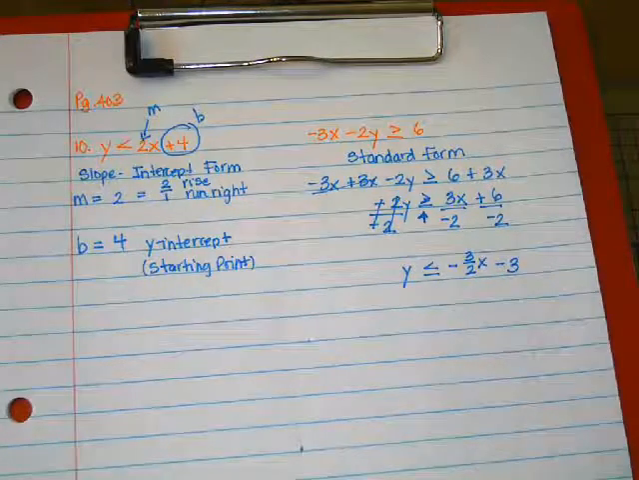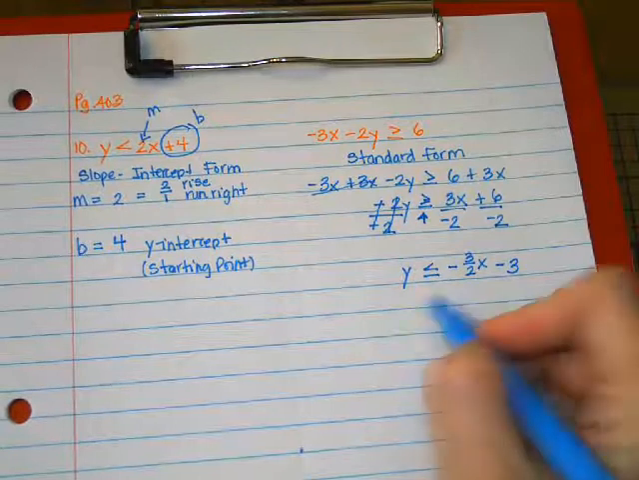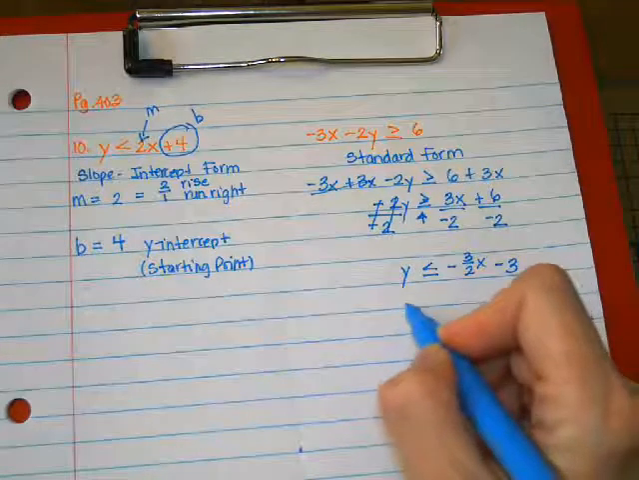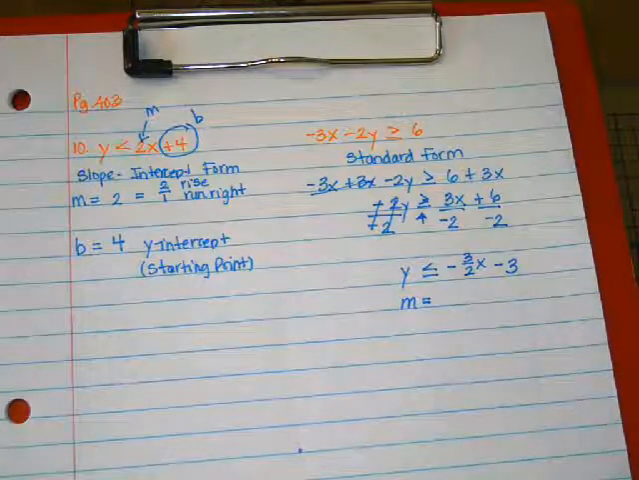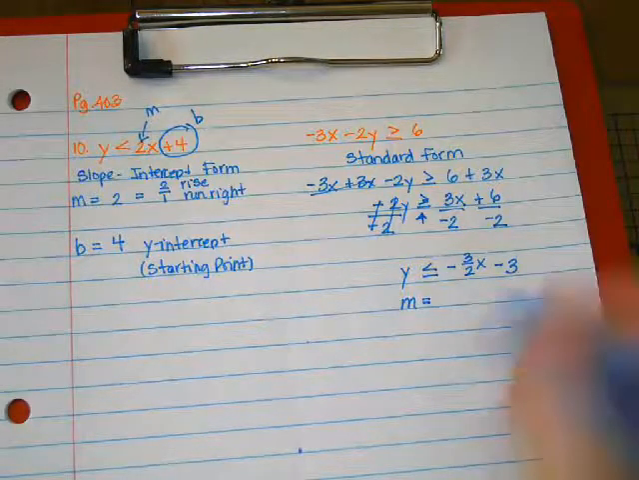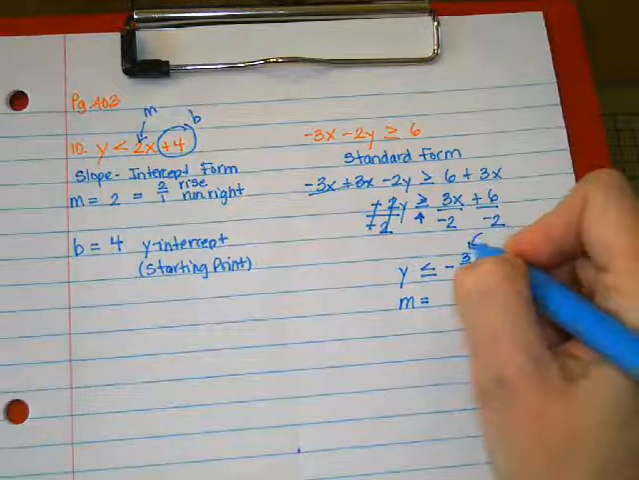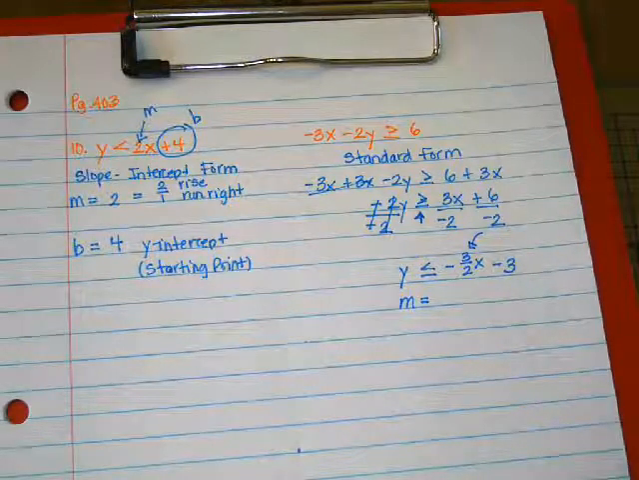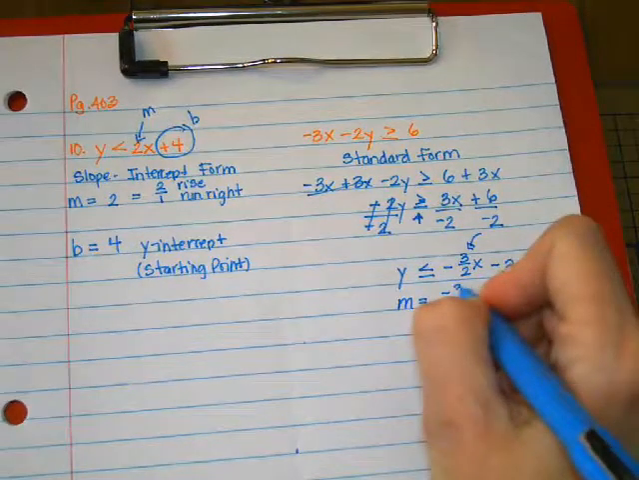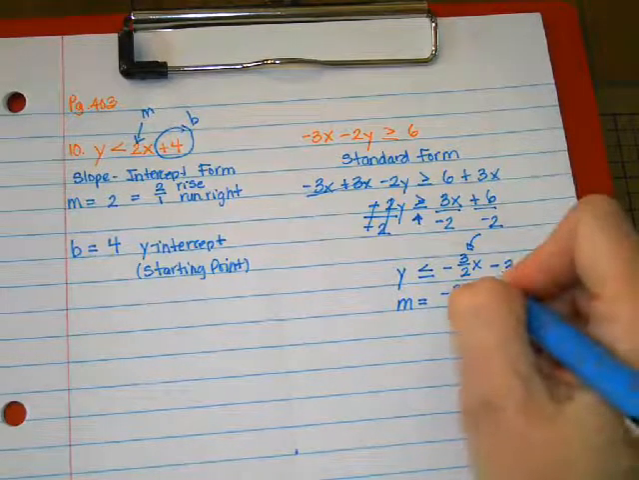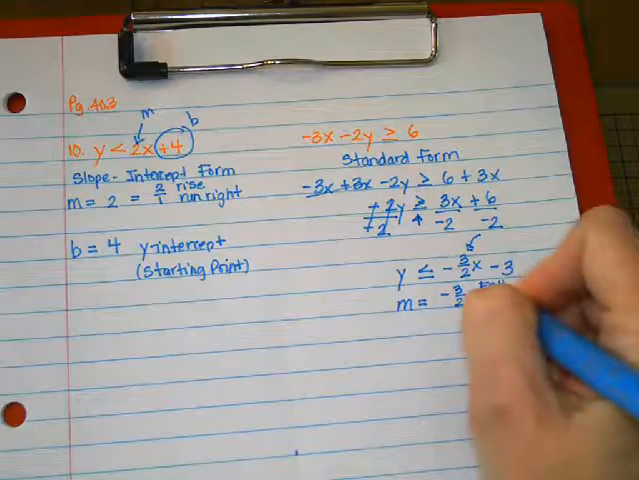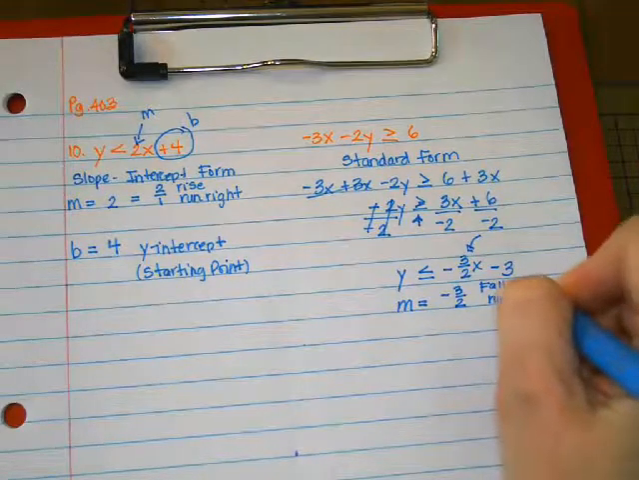Fantastic. All right, so now let's look at this guy and determine who our slope is. So let's look in here. Who might our slope be? Fantastic, Miss Ava. Our slope is the coefficient to our x, which is negative 3 over 2. What does that mean for me to do? Beautiful, Tanaya. Means I'm going to fall 3 and run right 2.